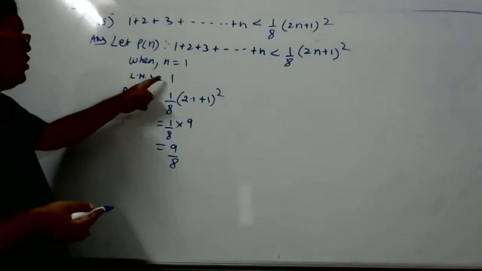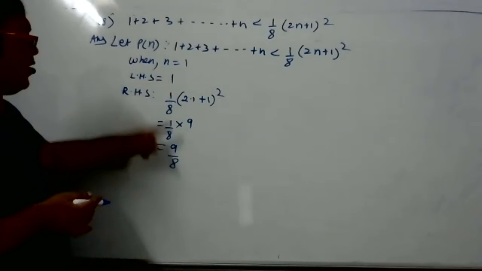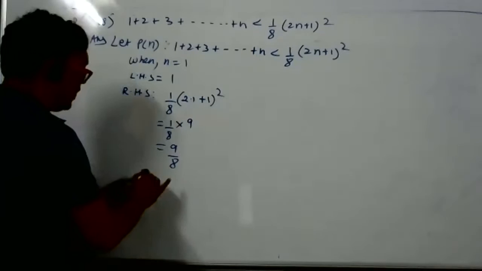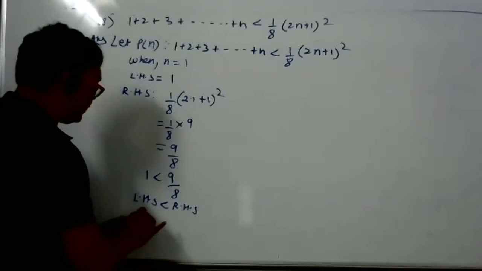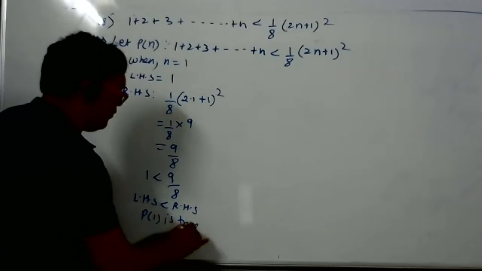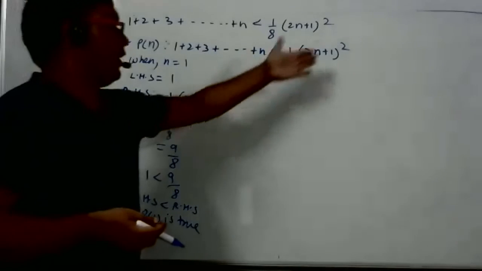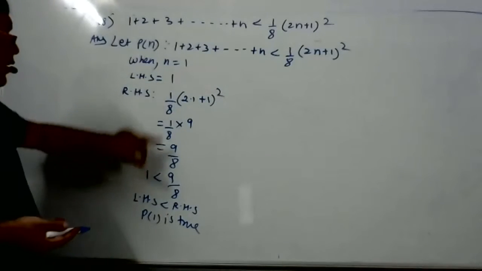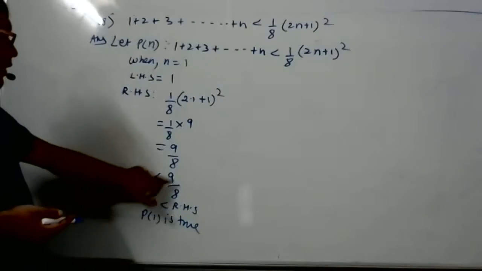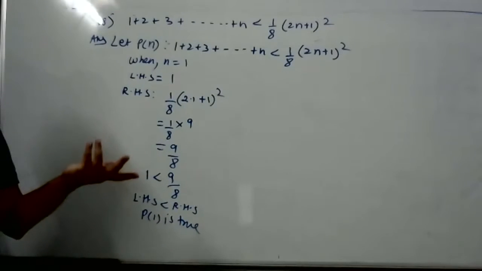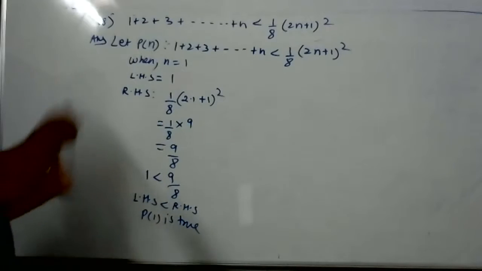It's an improper fraction, so it will be greater. So which is greater, 1 or 9 by 8? 9 by 8 is greater. So we can say 1 is less than 9 by 8. That only we have to prove now. Left hand side is less than right hand side. So P of 1 is true. Left hand side value is 1. Right hand side value is 9 by 8, which will be 1 point something. Here we don't have to prove it is equal. We have to prove left hand side is less than right hand side.